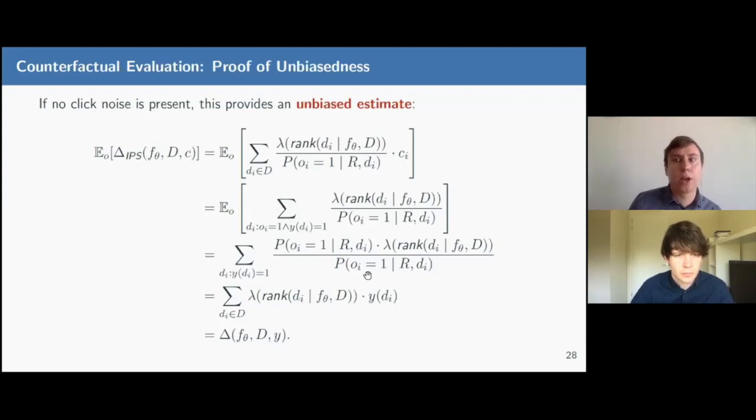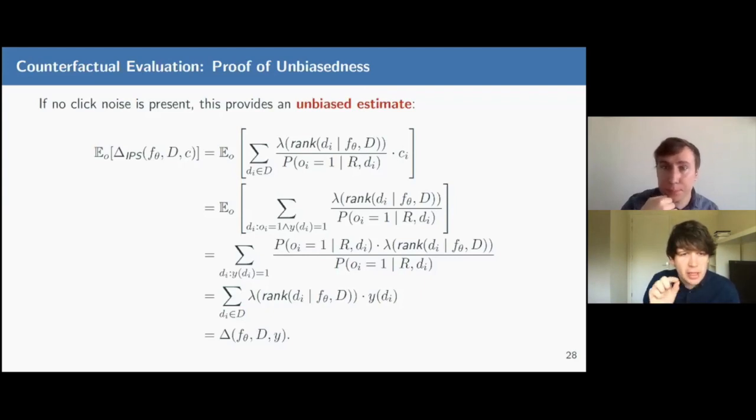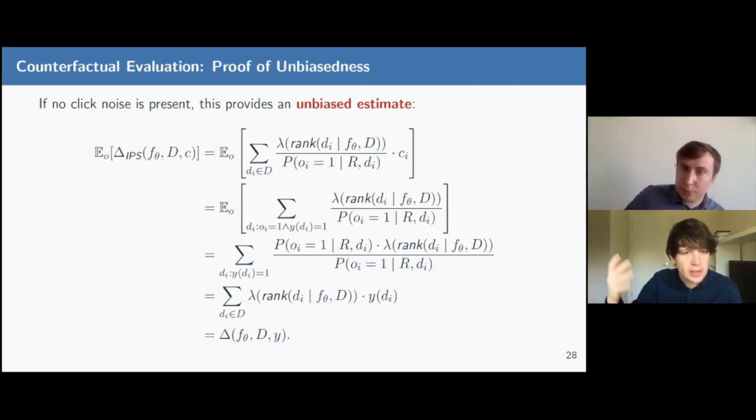Right. And then in that step with the summation, where this probability of observance appears, you've basically replaced that O_i is 1 with that probability, right? Yeah, exactly. That's essentially what happens. Because it's a summation over all the relevant documents, and the only thing that matters is whether this document will be observed or not. That's the only thing, because there's no noise.